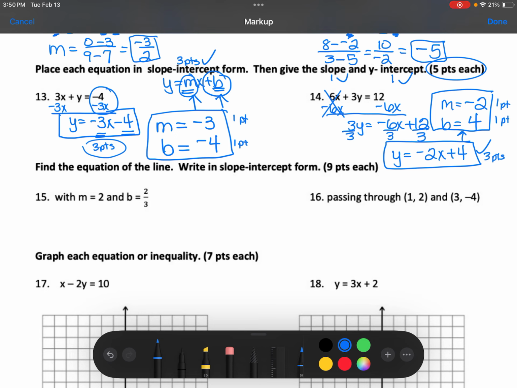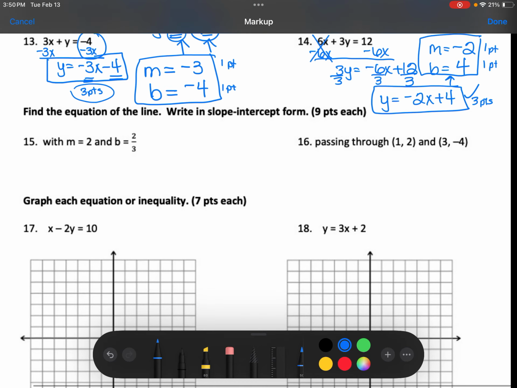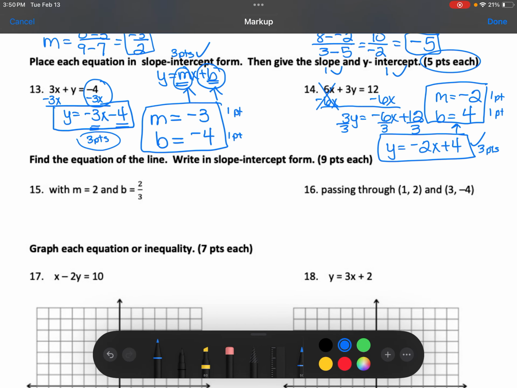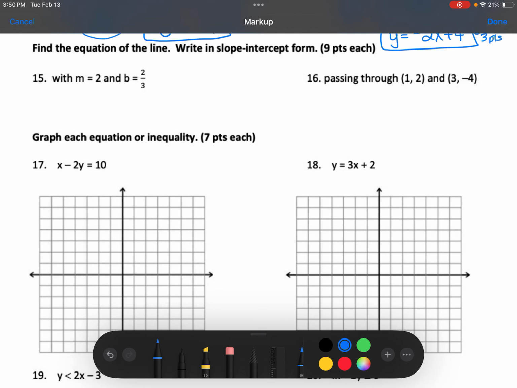Okay, next section, we are going to find the equation of the line, which is kind of what we did here. Well, they already had the equation on 13 and 14. We just changed it into slope-intercept form. Now they're going to give us some other things and tell us to find the slope. And they want it in slope-intercept form again. So remember, that's y equals mx plus b. Everybody should have that memorized. That shouldn't be a problem for anybody.